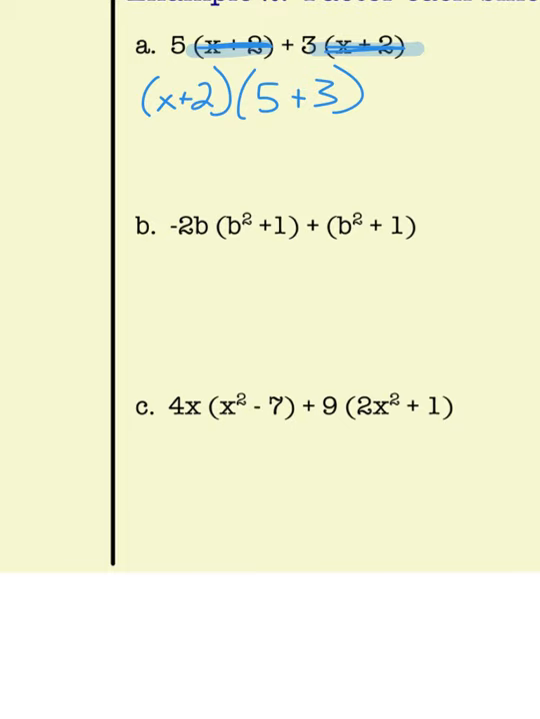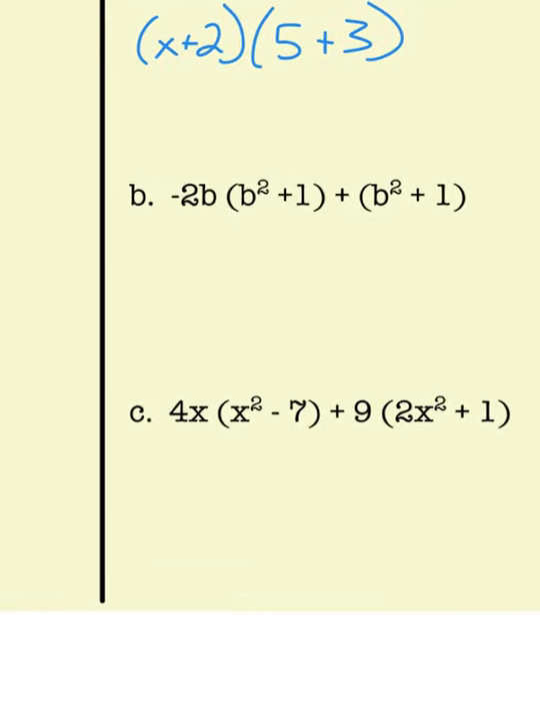All right, example B. We have negative 2b times b squared plus 1 plus b squared plus 1. Now, anytime you have a term by itself or a variable by itself, we always say you can put a 1 in front of it because 1 times anything is itself. Same goes here. We have a parentheses. We can put a 1 in front of it. That's just going to make it easier for us to keep track of how many terms are supposed to be in our second binomial. So both negative 2b times b squared plus 1 and then plus 1 times b squared plus 1 have a b squared plus 1. So we're going to factor out the b squared plus 1.